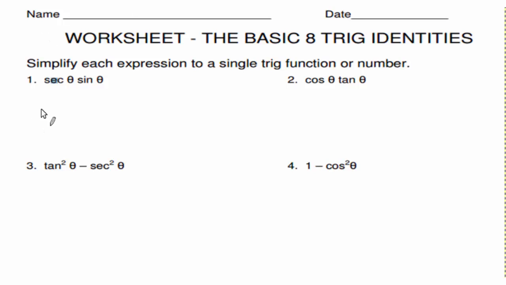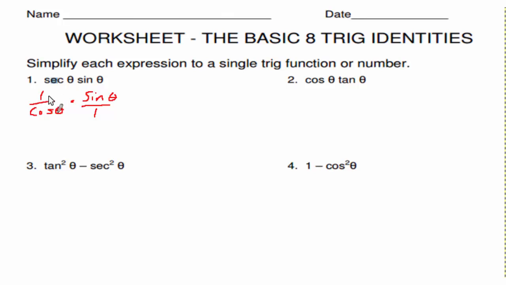Okay, we're going to take a look at this assignment you got here. It says simplify each expression to a single trig function or number. So number one here starts off with secant theta times sine theta. So I know that secant theta is 1 over cosine of theta. I'm going to multiply that times sine theta over 1.